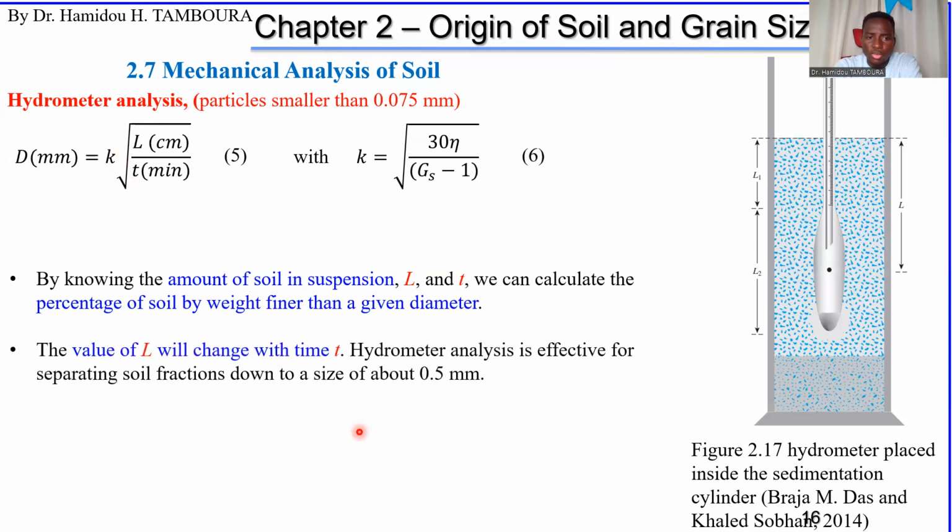So the value of L will change with time, of course. And the hydrometer analysis is effective for separating soil fraction down to size of about 0.5 millimeter.